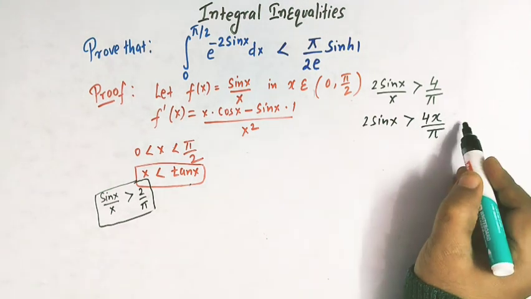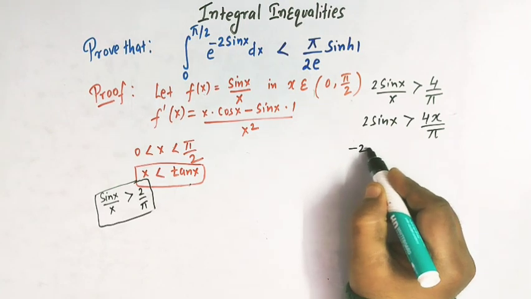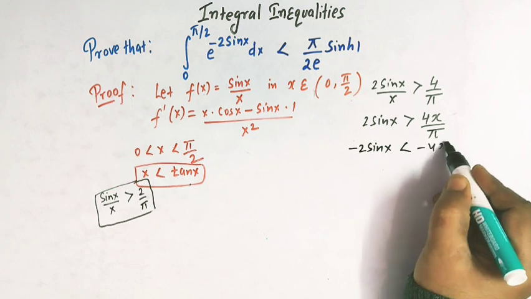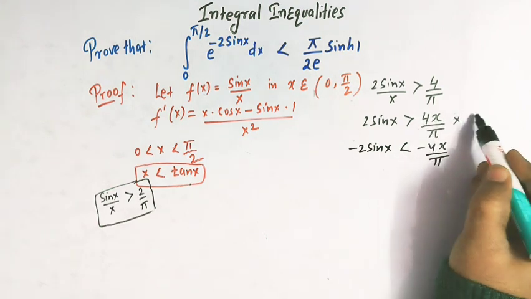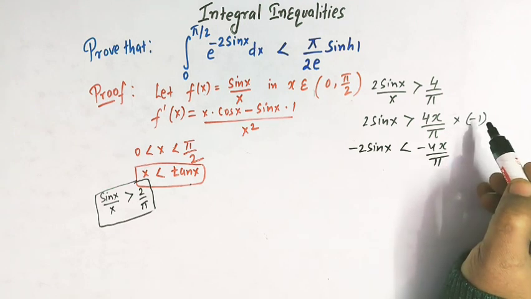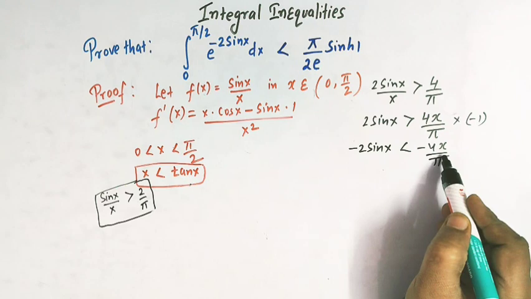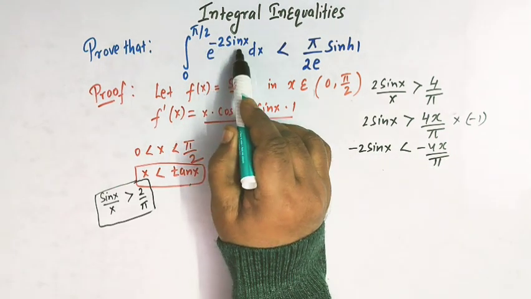Now let us multiply both sides by negative 1. So we have minus 2 sine x is less than minus 4x over pi. So multiplying this inequality by negative 1, the direction of the inequality gets reversed, right? Now see, here we have e raised to minus 2 sine x.